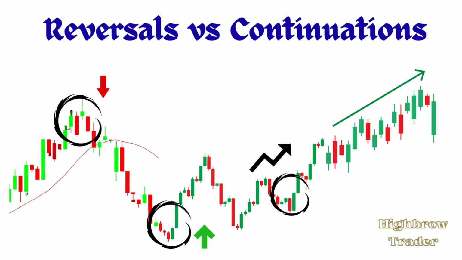Reversal patterns suggest that the current trend is weakening and may change direction, for example, from rising to falling or vice versa. Continuation patterns, by contrast, show that after a pause or minor correction, the prevailing trend is likely to resume. Recognizing whether a chart shows a reversal or a continuation is essential, since it changes your strategy and how much risk you're willing to take.